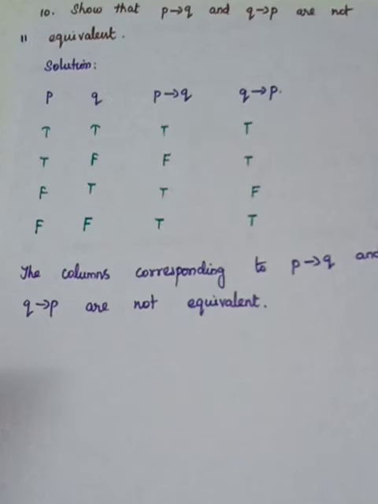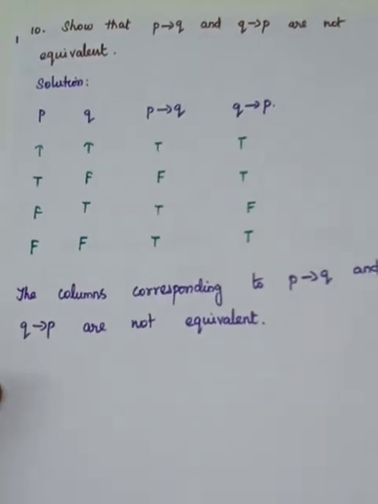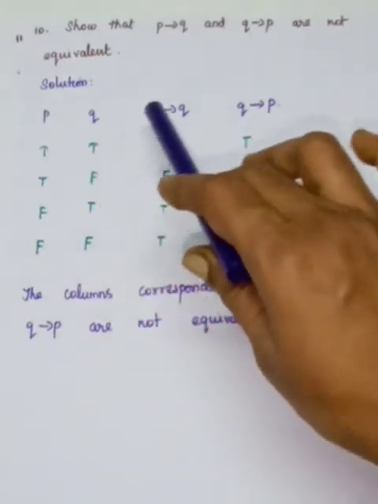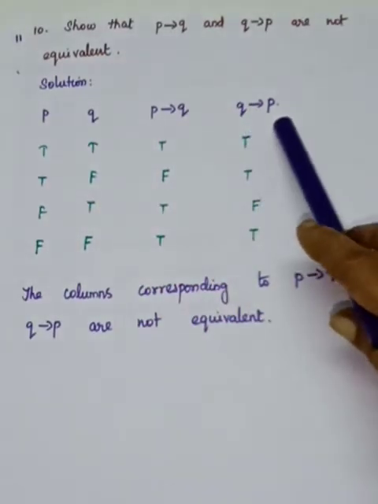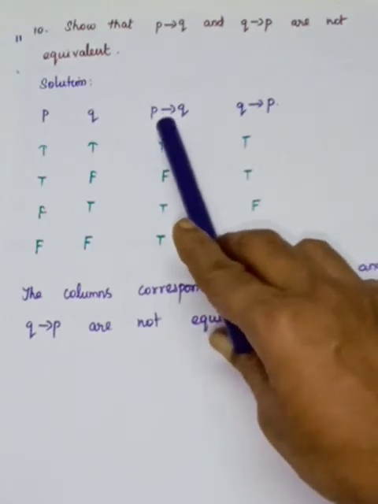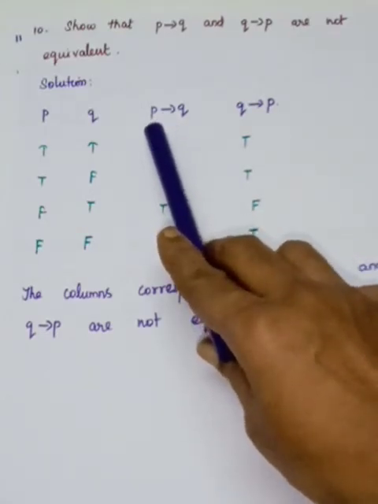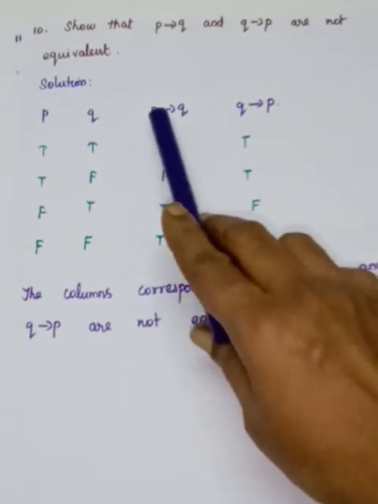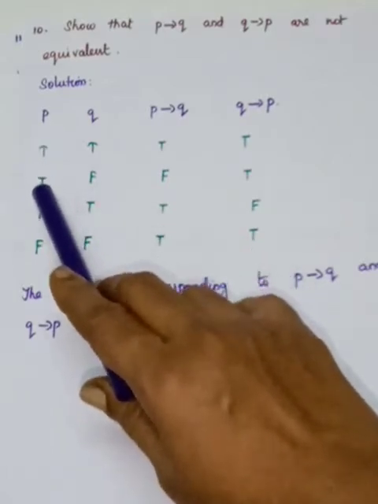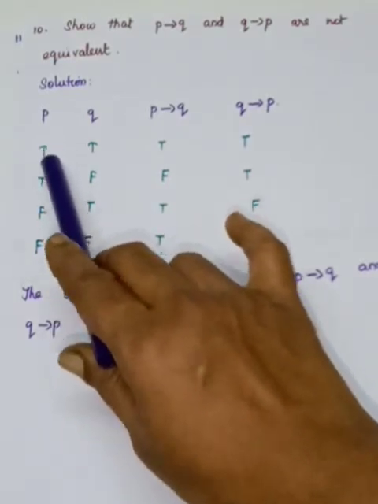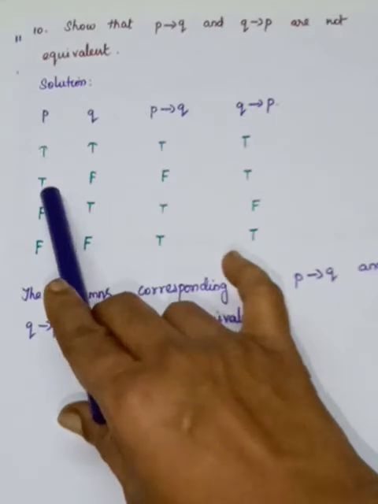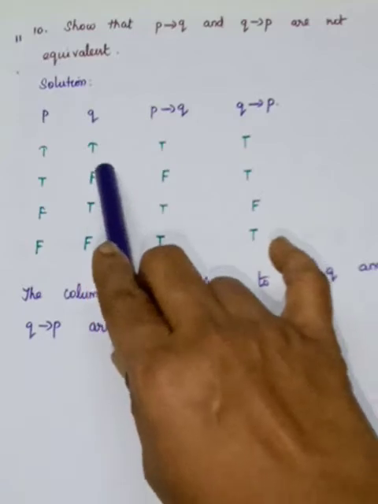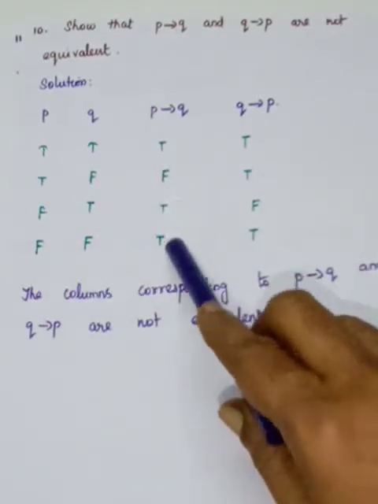And coming to the 10th problem, show that P implies Q and Q implies P are not equivalent. In the same way you have to proceed. First you have to write P, Q, P implies Q, Q implies P. Implies is a conditional statement. If the first statement is true and the second statement is false, you have to write false, otherwise it is true. Look at your P: in the first 2 rows P is true, and Q should be false. So in the second row only you will have that condition, so it is false; the other things are true.